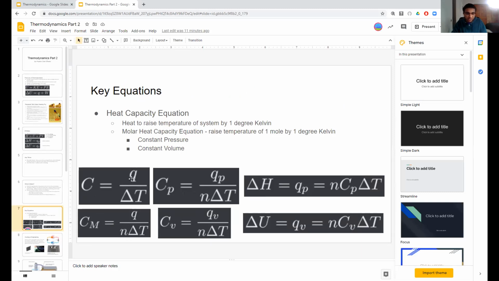We just took the first equation and divided by N, which is the number of moles. So now it is the heat to raise the temperature of 1 mole by 1 degree Kelvin, because we just divided out the number of moles between C and C sub m. Next, we have C sub P, which is the isobaric condition, constant pressure. C sub P is equal to the heat at constant pressure divided by N times delta T. And C sub V is Q sub V divided by N times delta T. It's basically the same formula under constant pressure and constant volume conditions.